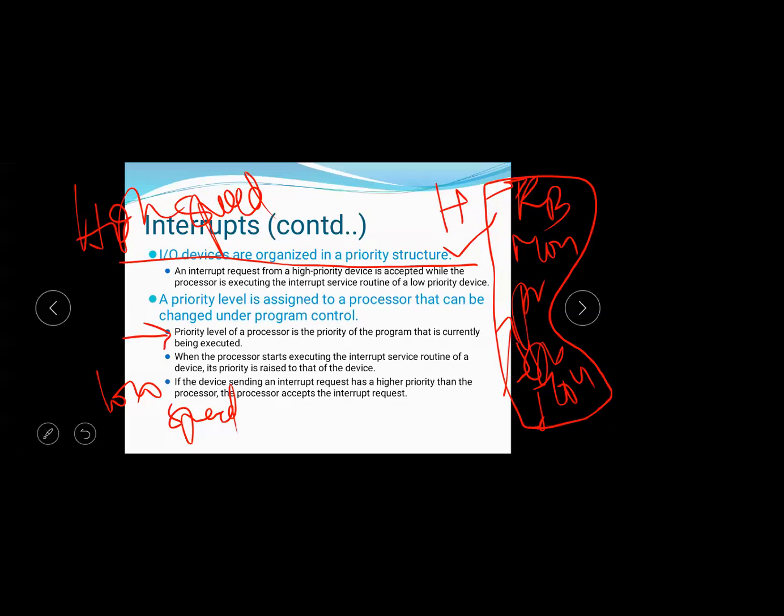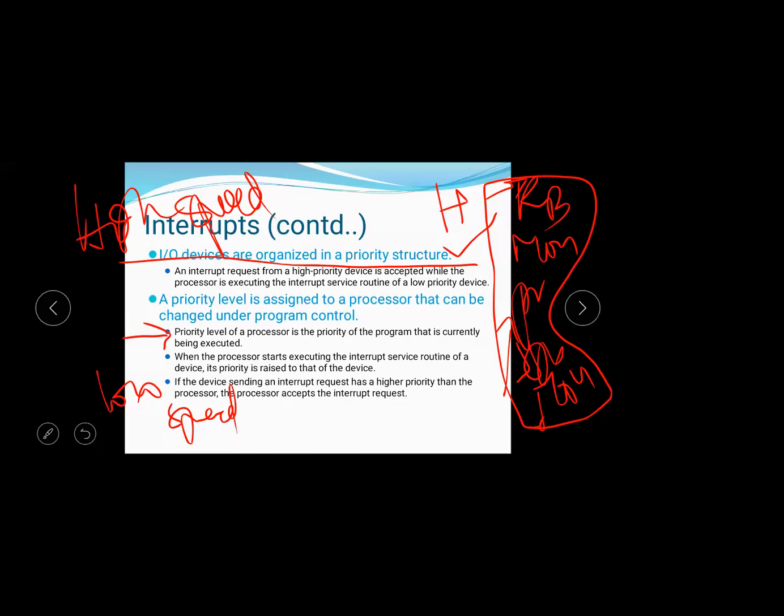The priority level of a processor is the priority of the program that is currently being executed. Highest priority means that if the device is sending an interrupt signal, the processor has to perform that operation because it is highest priority.